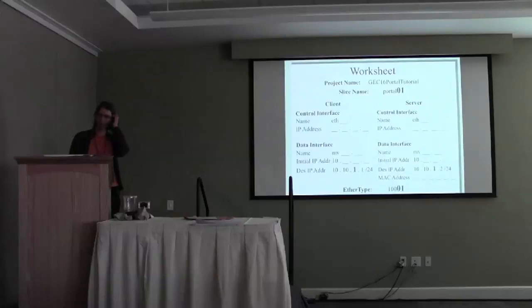Okay, so now you actually followed it. All right, I'm going to point out a couple of things. I'm using the first account, so there's four places on the worksheet that assume I'm using account one. So my slice name is portal one, my desired IP address has a one in the third spot in both places, and then the EtherType we're going to use in a minute ends in a one. You're going to have a different number in these four places, but in the example when I'm working through it in the slides, assume I'm using this account. Okay.